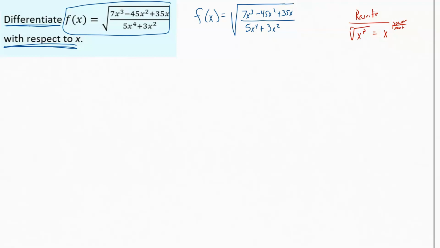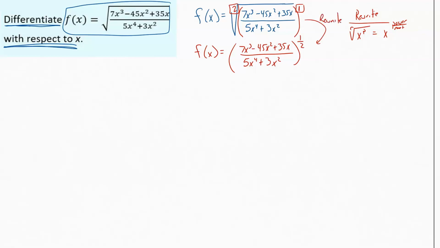The confusing thing to a lot of people on this is how to deal with the inside here. So really what's going on in this situation is all of that stuff right there is to the first power. And then because this is a square root, we've got an unwritten 2 for our root. So when we come through to rewrite this, what we're really going to get is all that stuff on the inside, 7x cubed minus 45x squared plus 35x over 5x to the fourth plus 3x squared, and all of that to the power of 1 over the root of 2. So this was just a rewrite only to get from that stage to the next. Anytime we see a root in a problem, we need to do a rewrite.